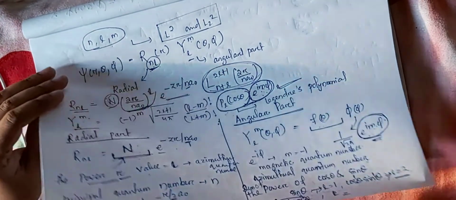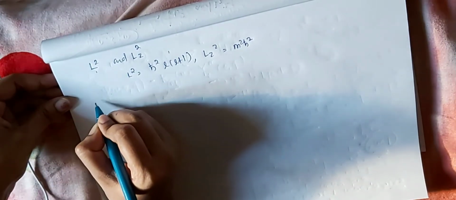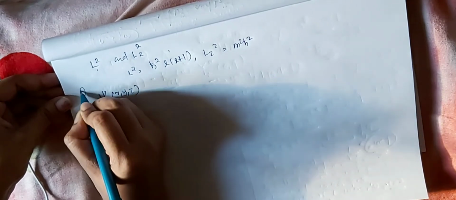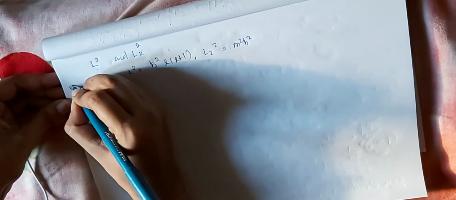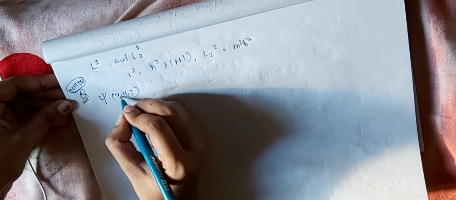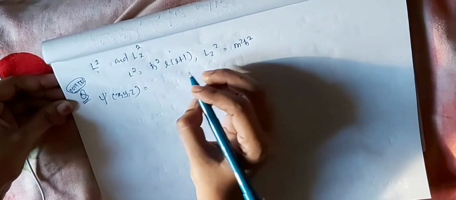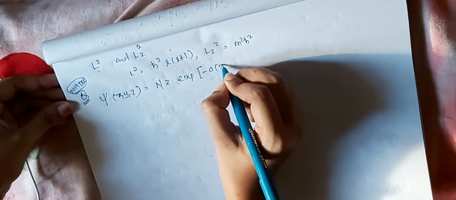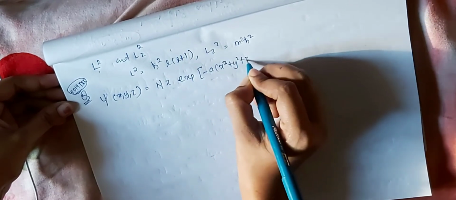Okay, so I'm going to take the questions. We have a question from December 2019 involving psi of x, y, z. The question is like this: given that psi(x, y, z) is equal to N z exponential of minus a times (x square plus y square plus z square).